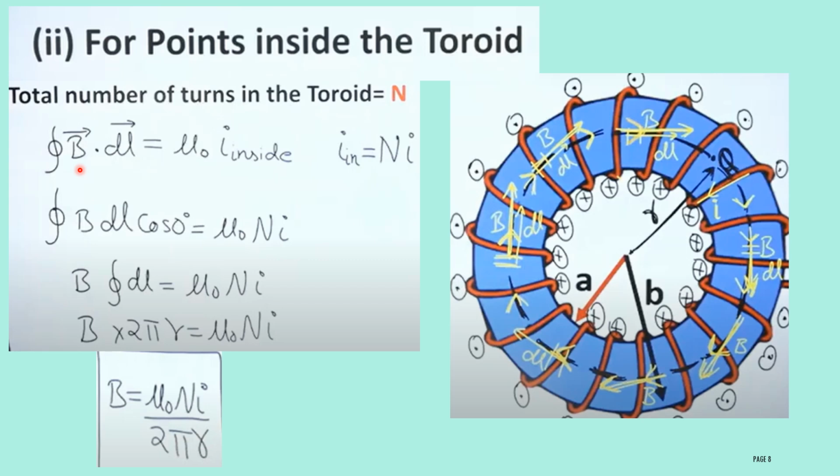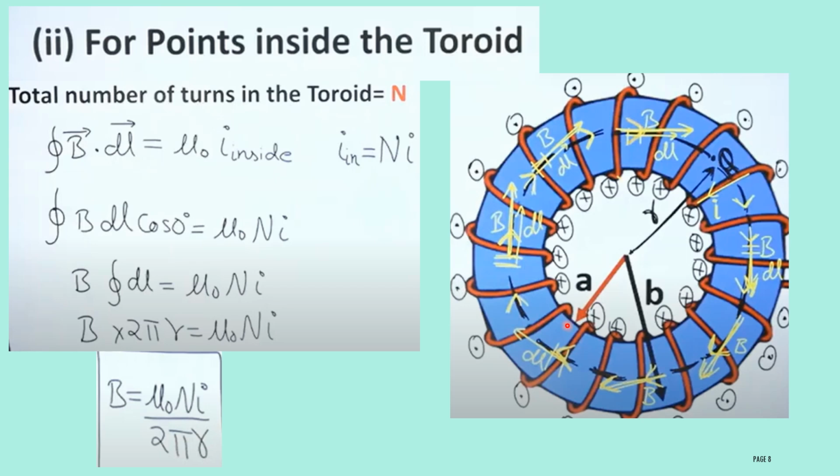Then according to Ampere's circuital law, integral B dot dl will be equal to mu naught I inside. Here R is the distance between the center of the toroid and the particular point Q; otherwise, R is the radius of that circular loop. Don't get confused: this R is the radius of the circular loop.